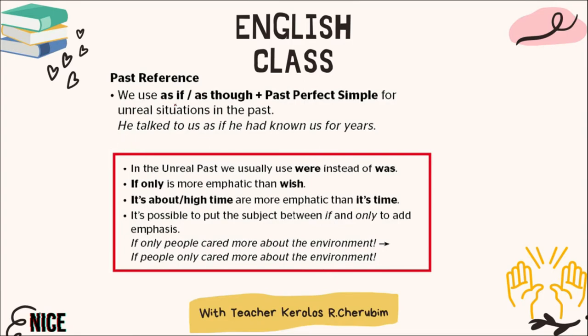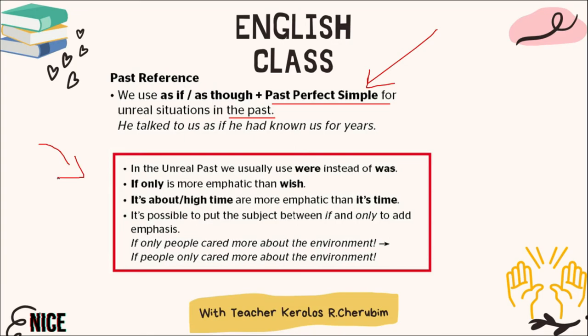Let's go to the past reference. We use as if or as though plus the past perfect. Like we said before, we use the past perfect instead of the past simple for unreal situations that happened in the past. He talked to us as if he had known us for years. Okay? Pretty simple and easy.